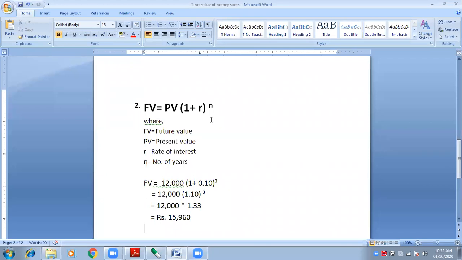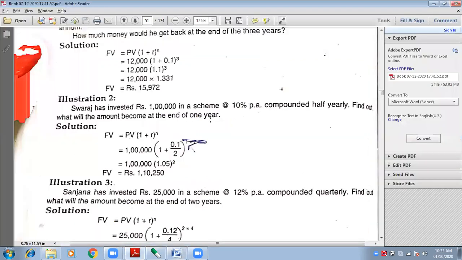PV bracket 1 plus R raised to N. Very good. FV equals future value, PV equals present value, R equals rate of interest, N equals number of years. Very good. Now the formula is the same, but there is a technical problem here that you have to go through very clearly.